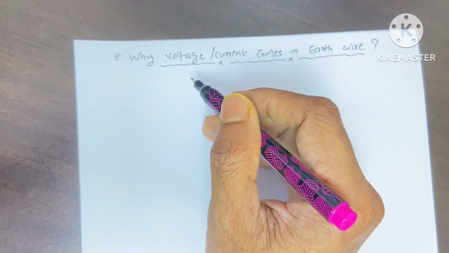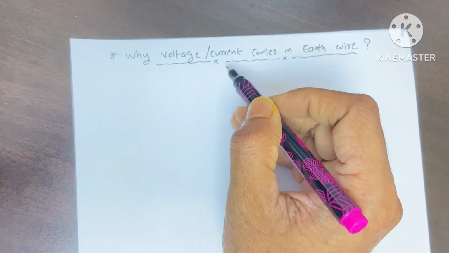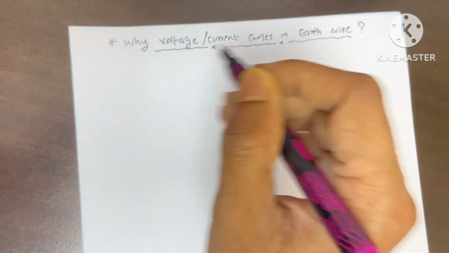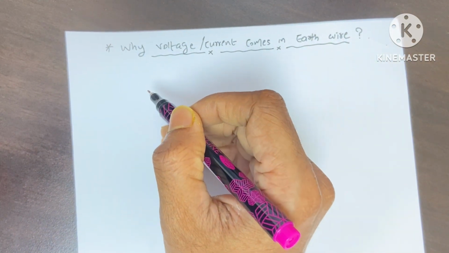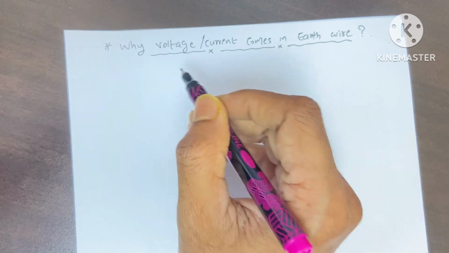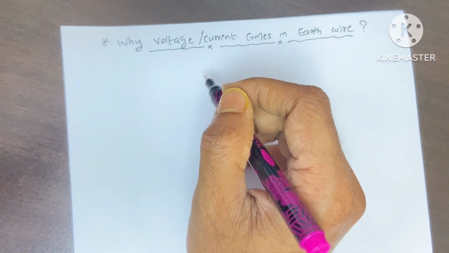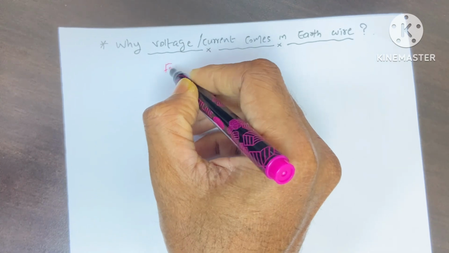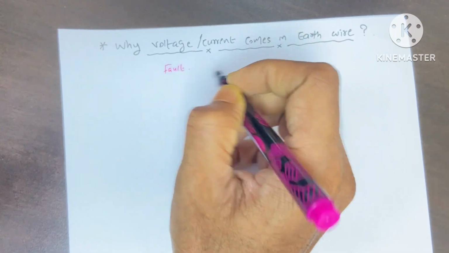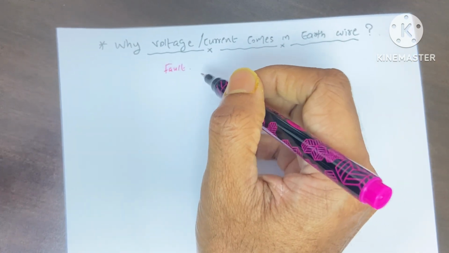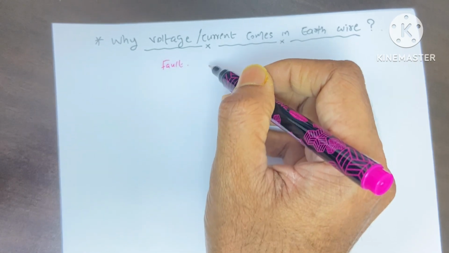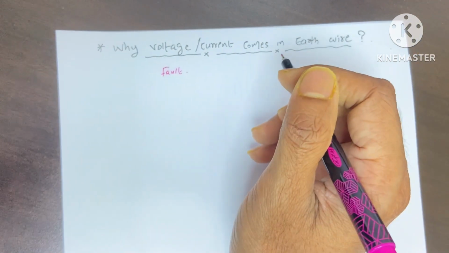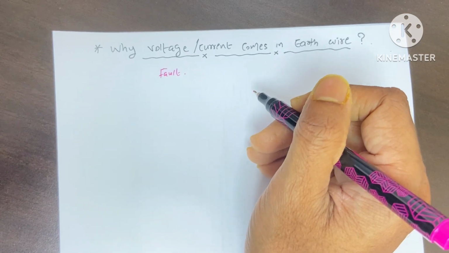Our today's topic is why voltage or current comes in the earth wire. Normally, current in the earth wire is uncommon in ideal conditions. If there is any fault condition, then only there will be some current or voltage appear on our earth wire. There might be various reasons for this.